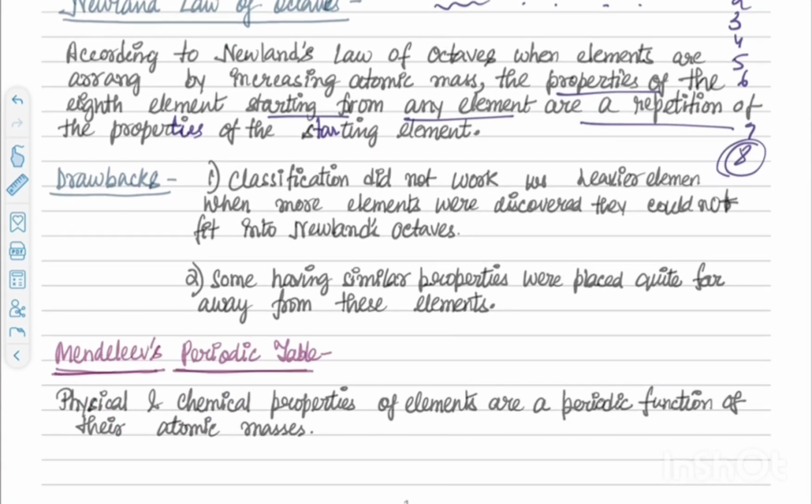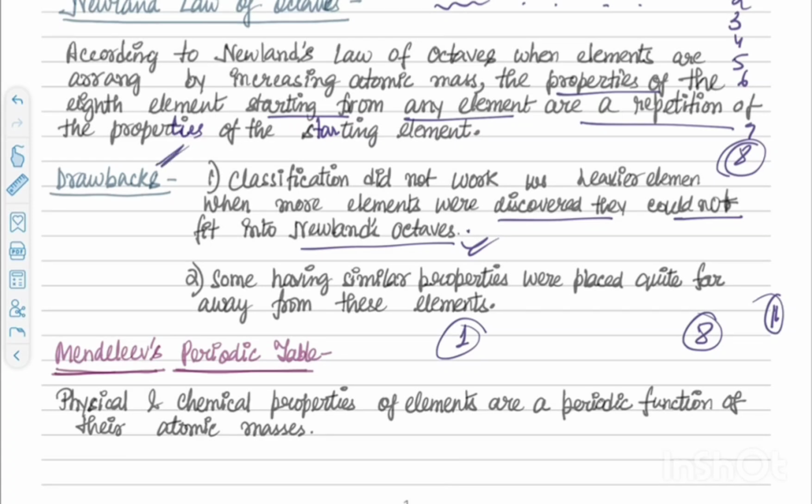This also had a drawback. The classification could not work for heavier elements. When more and more elements were discovered, they could not be fit into the Newlands octave format. Some elements having similar properties were placed quite far from each other. Like the first element and the 8th element are not having similar properties, but the 11th element is. So this law is no more applicable.